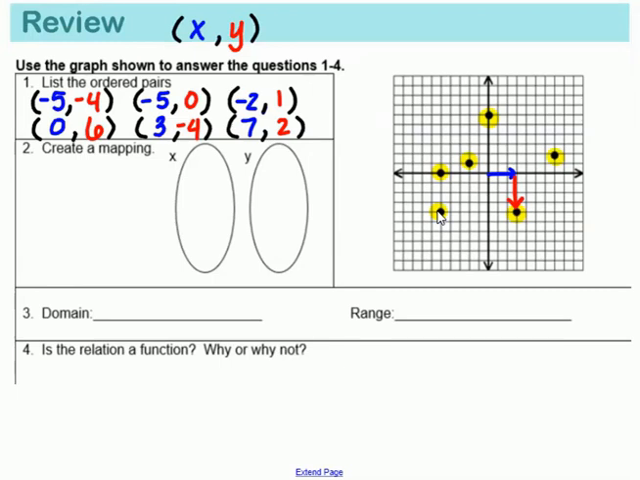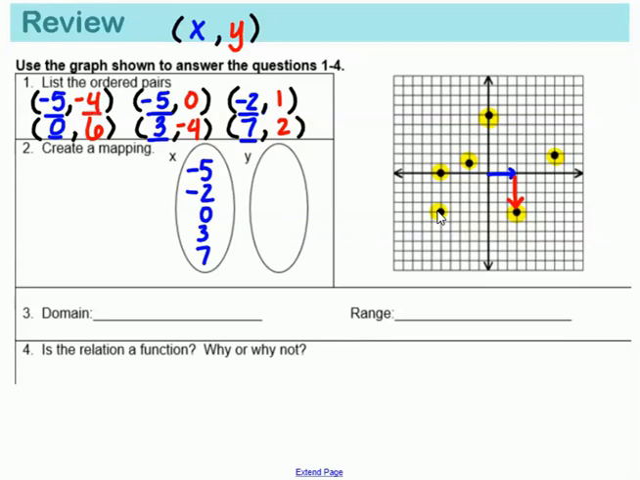In number 2, I'm going to take these ordered pairs and create a mapping. To do that, I'm going to list all the x values in the left oval and all the y values in the right oval, but you do not repeat any of the values if they repeat. So notice here that we've got a -5 and a -5. I only need to list that once. Then we have a -2, a 0, a 3, and lastly a 7.